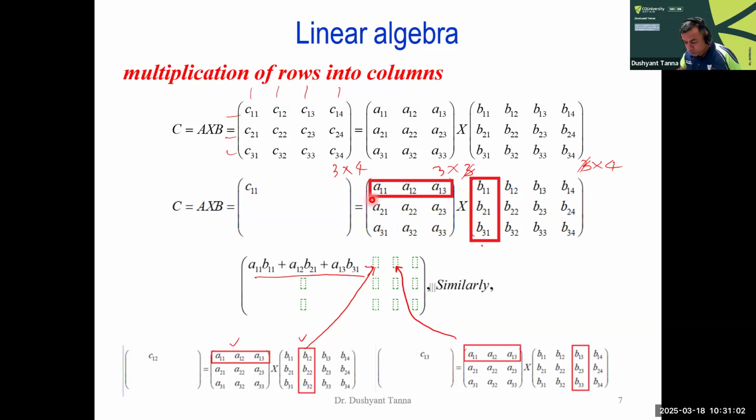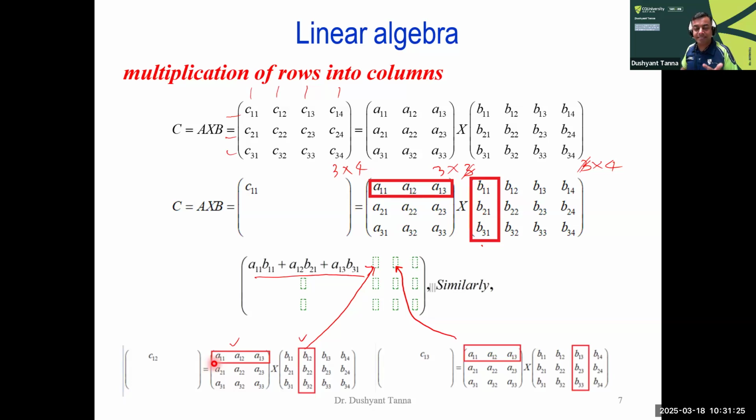Okay. So first, follow my pointer: A11 with B11, plus A12 with B21, plus A13 with B31. Okay. Then the second element, again, what will happen? What is the second element?